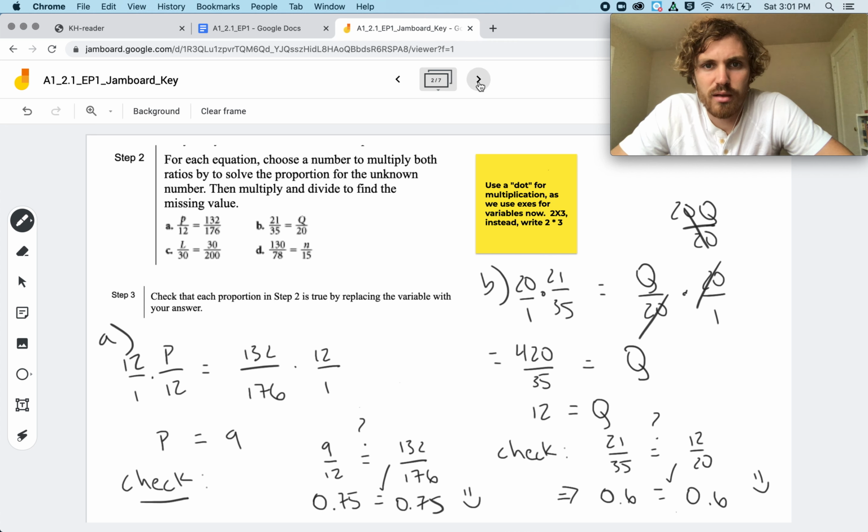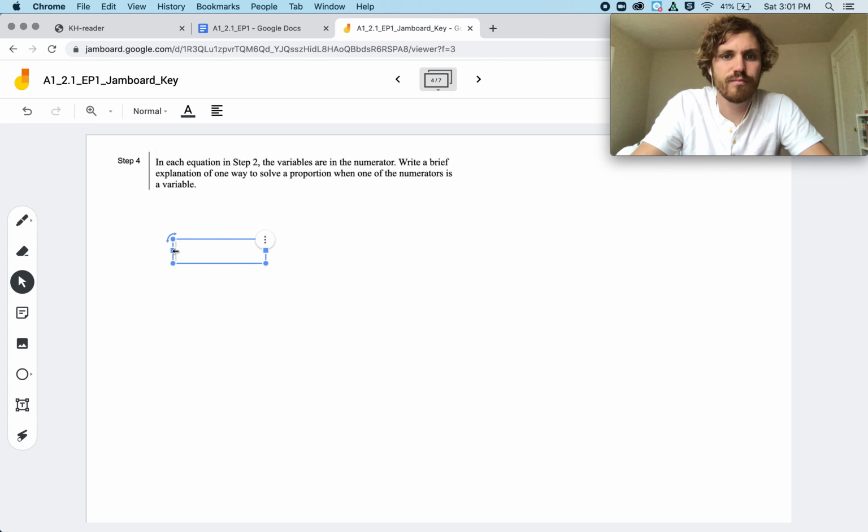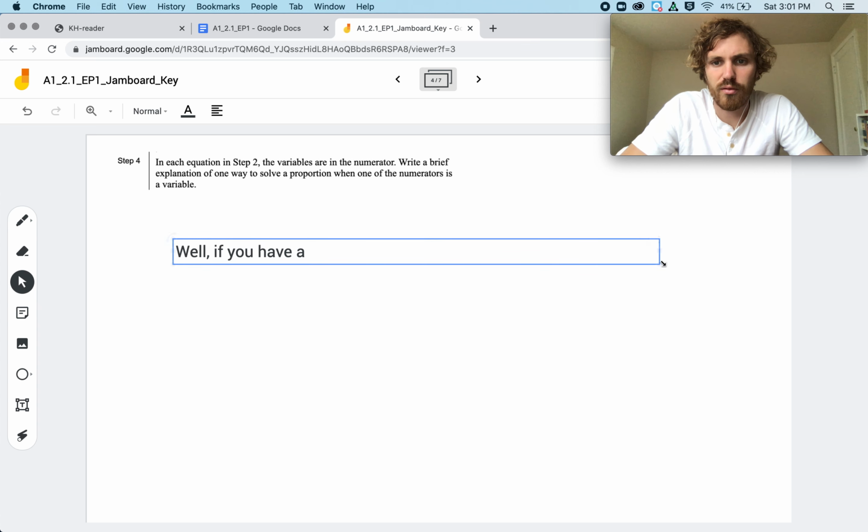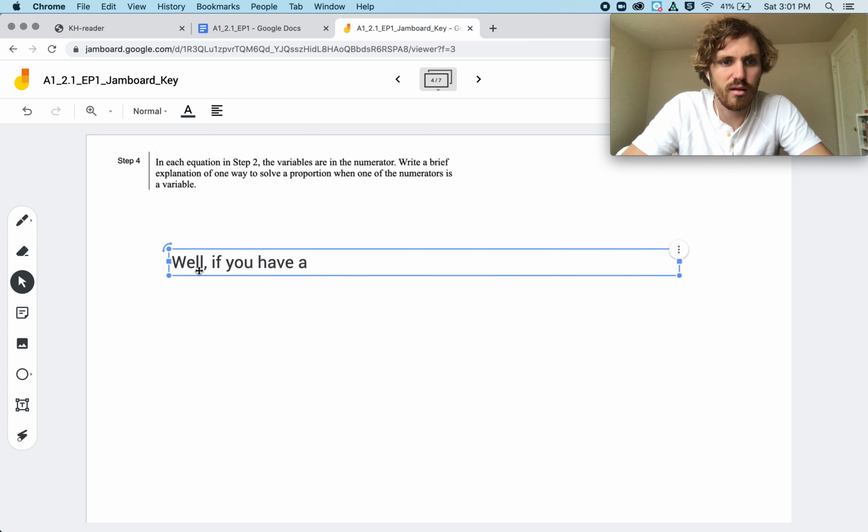So let's add a text box here and say, well, if you have a, and let's make this bigger so it doesn't wrap so quickly. How about that? How do I make this bigger? Not like that. I think it'll get bigger as I type.